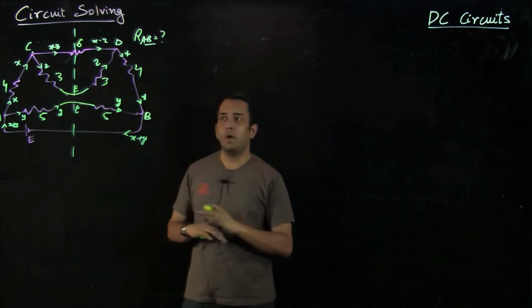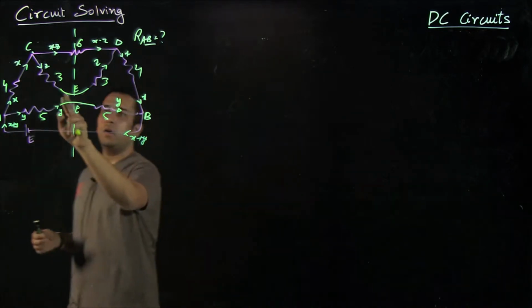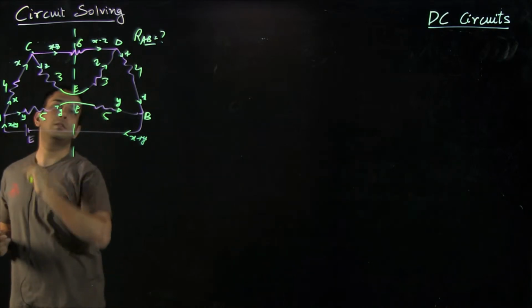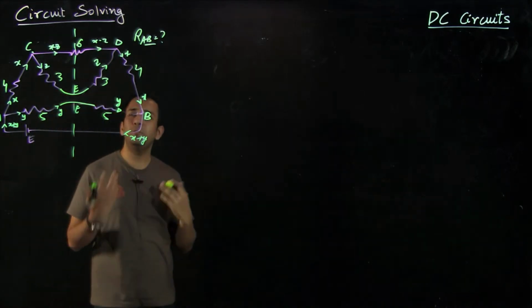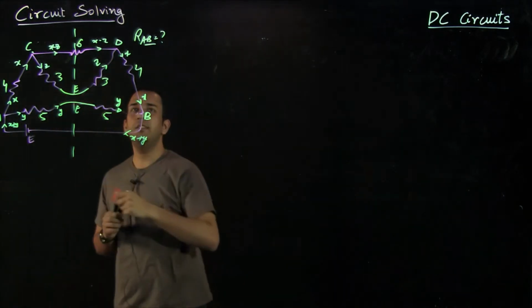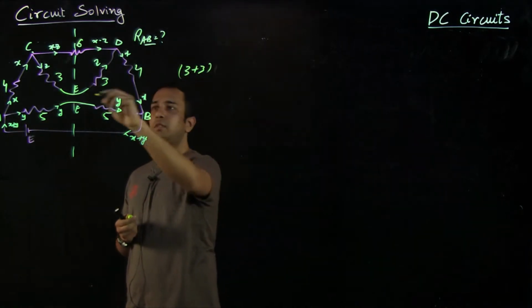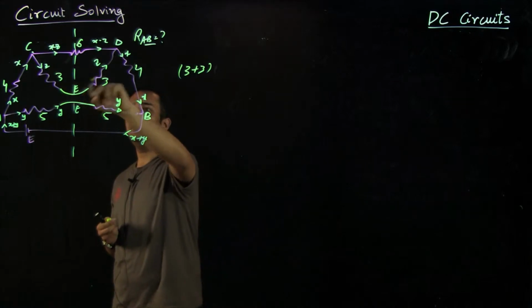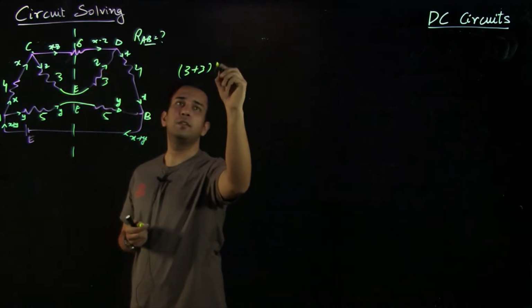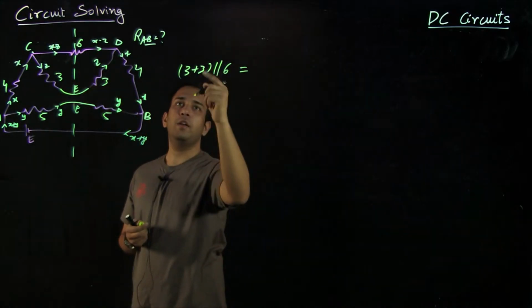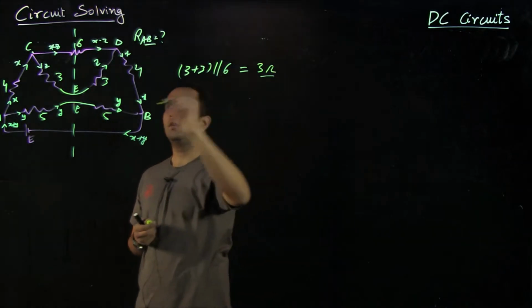So overall, now everything is detached, and the new circuit is this. As you can see, now it seems very easy that 3 and 3 are in series, so it becomes 6, and then this 6 is in parallel with this 6. So overall, this will give me 3 ohms.